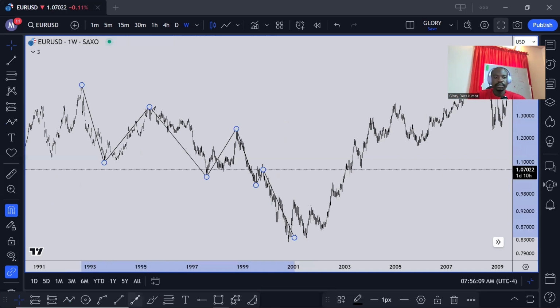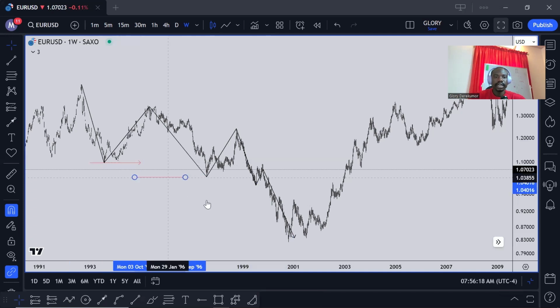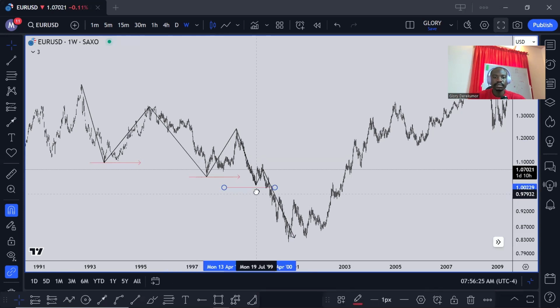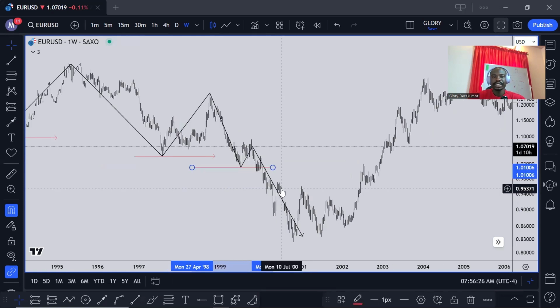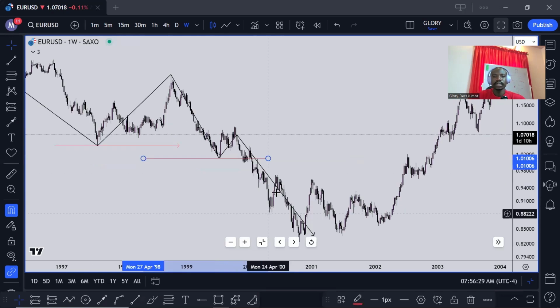Now, if you look here, you can see we have a break of structure to the downside here. Break of structure to the downside there. We have a break of structure to the downside here. Of course, we had another break of structure to the downside here. And you can see even the ones that I didn't mark up, okay? This is a low here. That's a high there. You have another break of structure to the downside there.